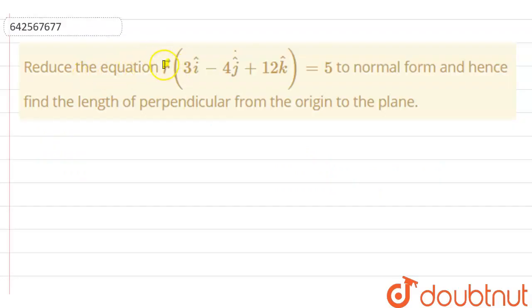Here the question is: reduce the equation r vector dot (3i cap minus 4j cap plus 12k cap) equals 5 to normal form, and hence find the length of the perpendicular from the origin to the plane. Right, now here we can see that, let's first write it as given.